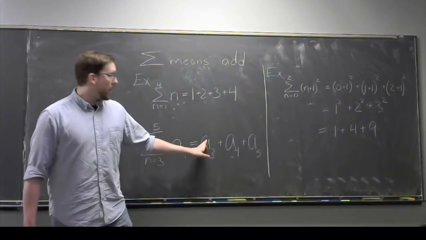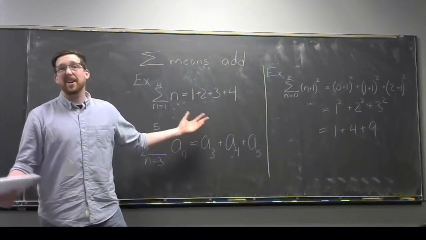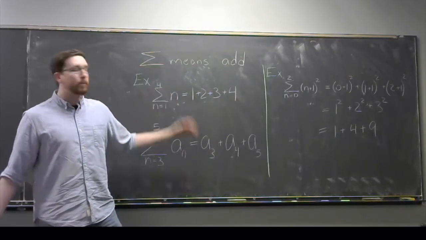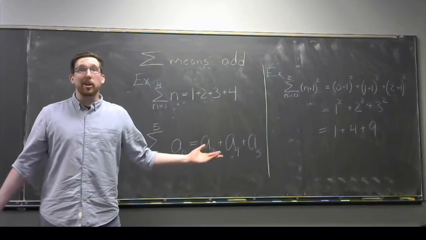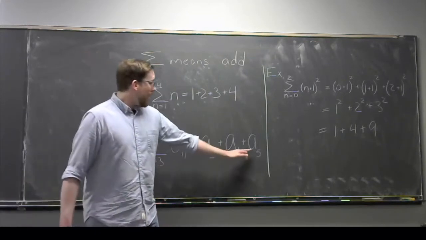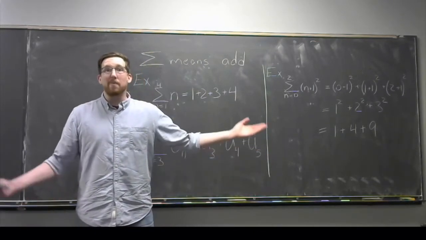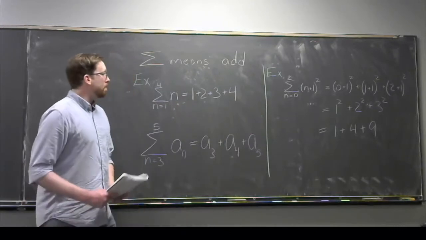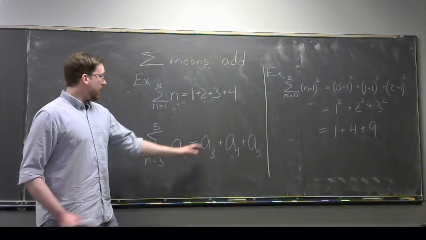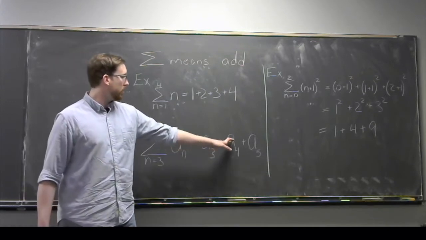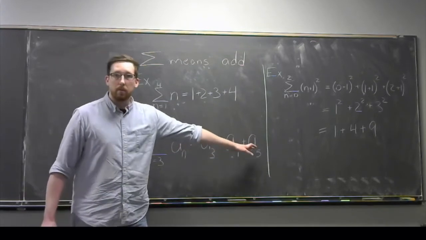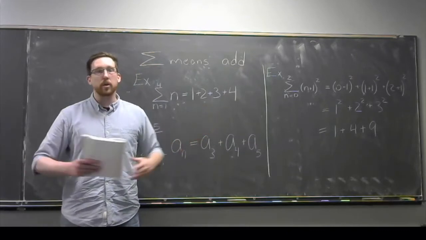So this could be A3 is equal to like 400. A4 could be equal to -30. A5 could be equal to pi. And in that case, we'd say 400 plus the negative 30 plus the pi, or whatever it is, you know?